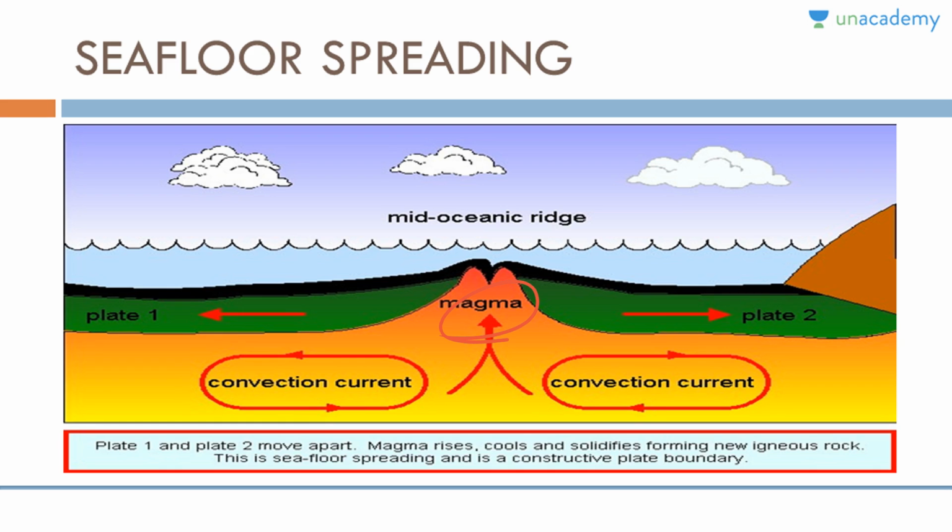In this theory, you may see that due to the convection currents which are formed due to the upwelling of magma, the magma rises upwards and oozes out from the mid-oceanic ridge, and it is at this place that the convective currents force the two plates, plate 1 and plate 2, in opposite directions, which leads to the spreading of the sea floor.